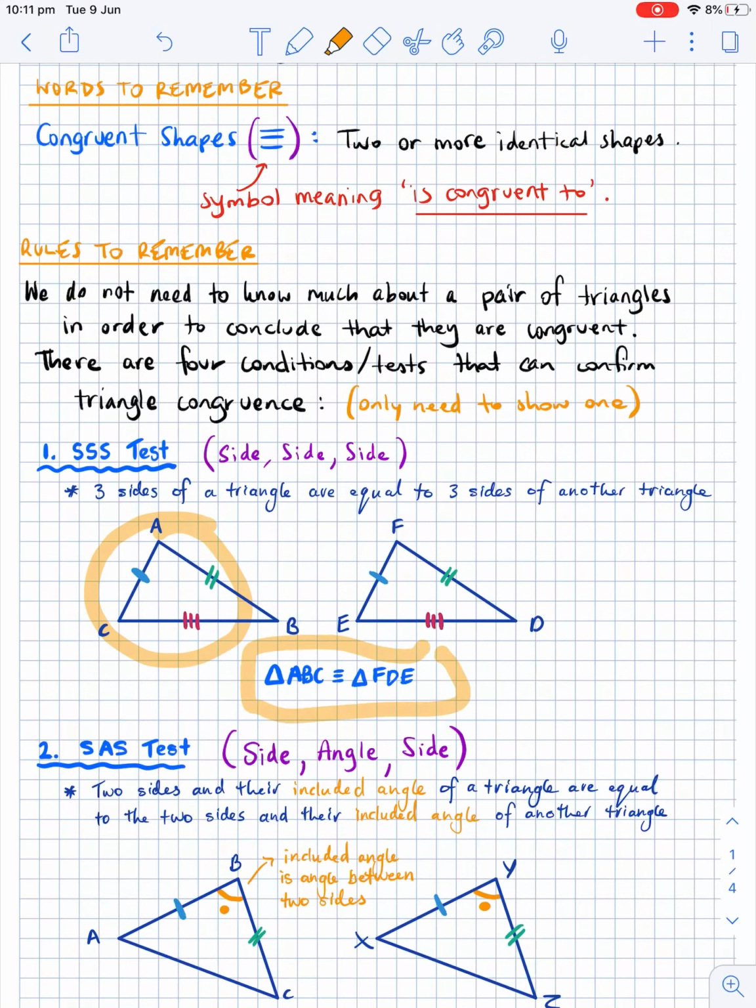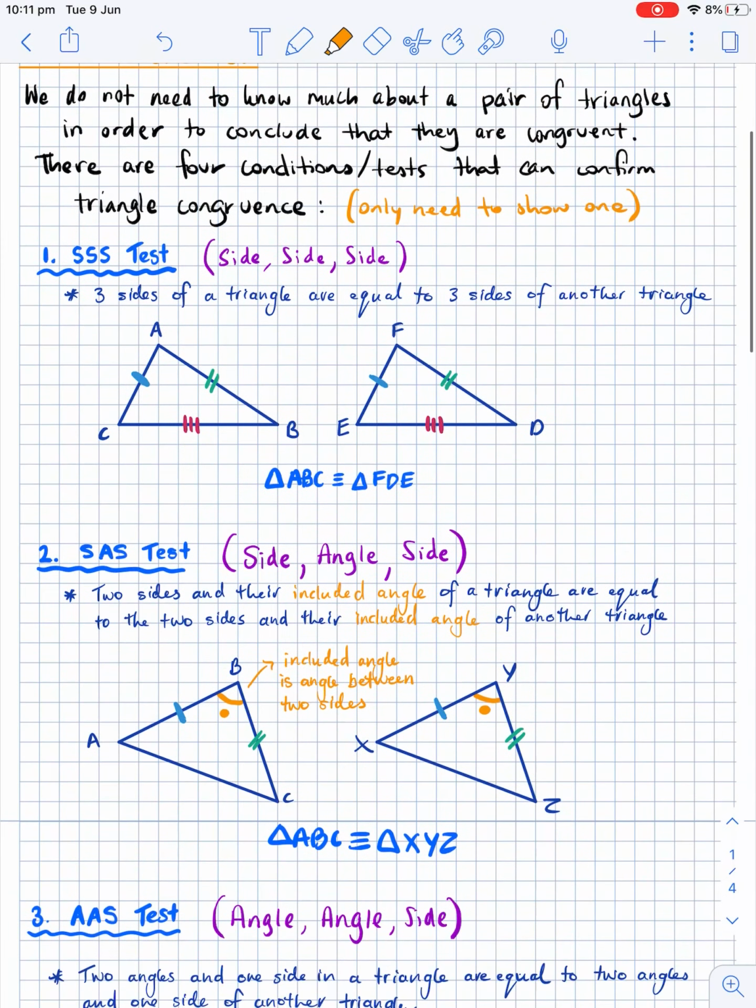And the way that we write that is what we've got under here. This is what we call a congruent statement. We're saying that triangle ABC, this one here, is congruent to that symbol there, 3 lines, triangle FDE, as you can see here.